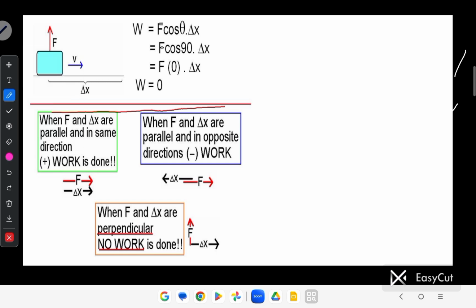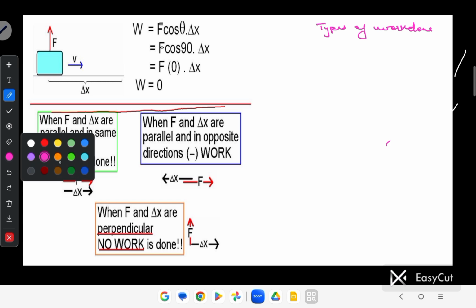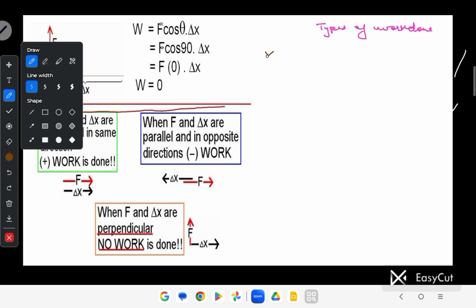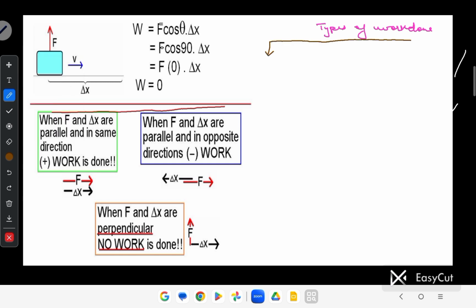What I'm trying to say, let's suppose if I draw the types of work done that we have got. Types of work done here. Let me change the color. So here we'll have generally 3 types of work done.